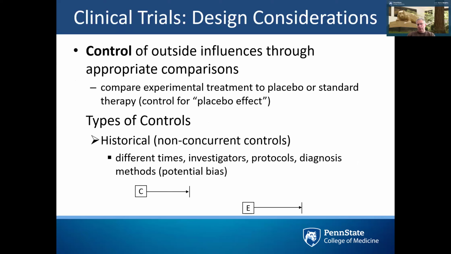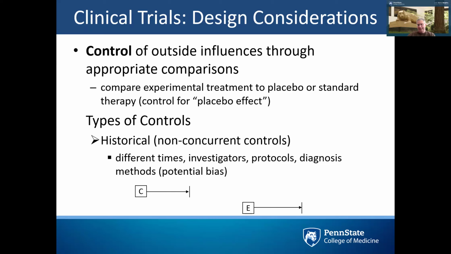So on the topic of clinical trials, what are some considerations if you're actually doing a randomized controlled trial? Well, you want to control for the outside influences through appropriate comparisons. So again, you want to compare experimental treatment to placebo or a standard therapy to control for a placebo effect. What are some types of controls? Well, there are historical controls or non-concurrent controls. And this is really frowned upon.